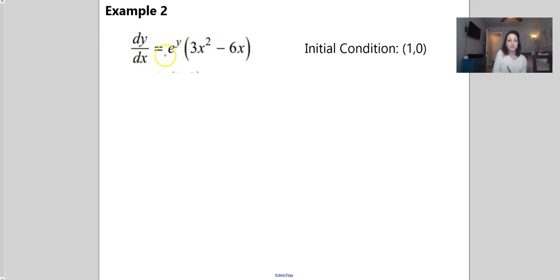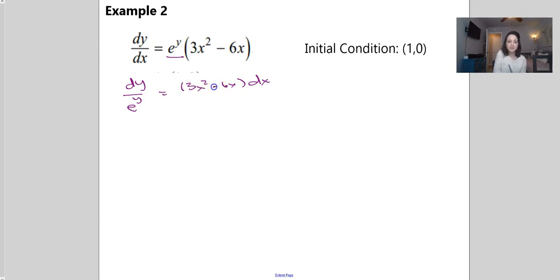Alrighty, so let's take a look here. I know I'm going to need y's on the left, and I'm going to bring that dx and have x's on the right. So this piece I need to move, right? Would I multiply or divide by that? I would divide, so it would end up in the denominator. So I have dy divided by e to the y. And then this whole piece is just going to remain as your 3x squared minus 6x. And then I'm moving the dx to the right.